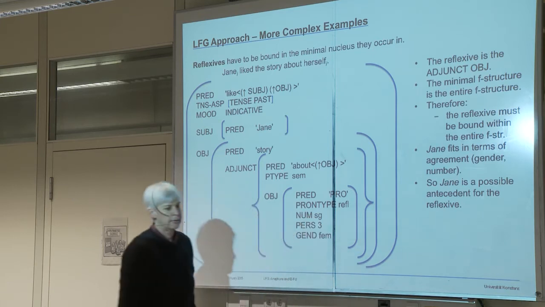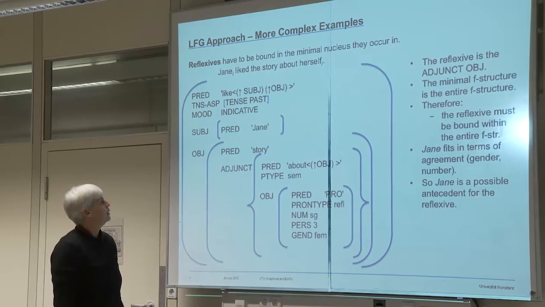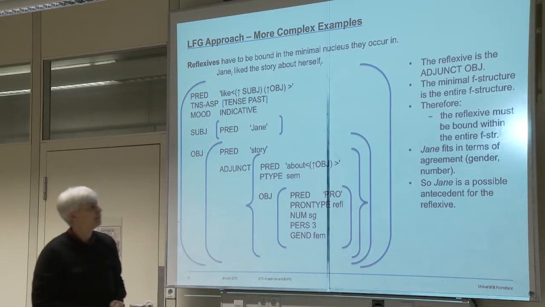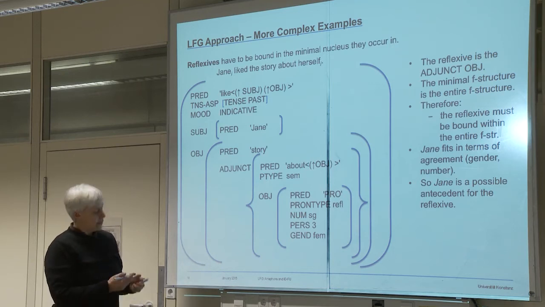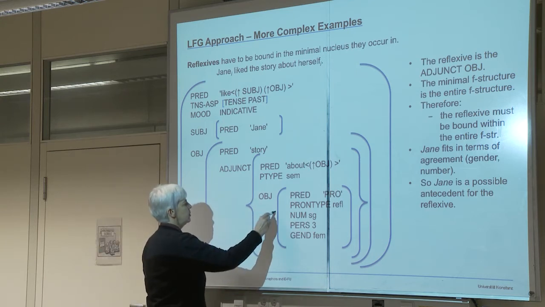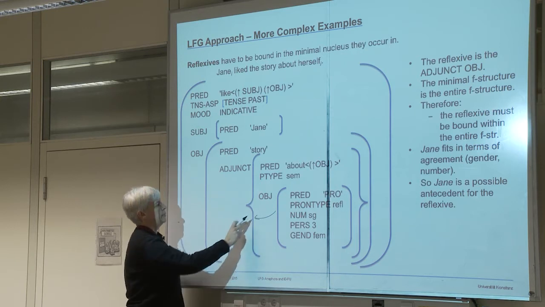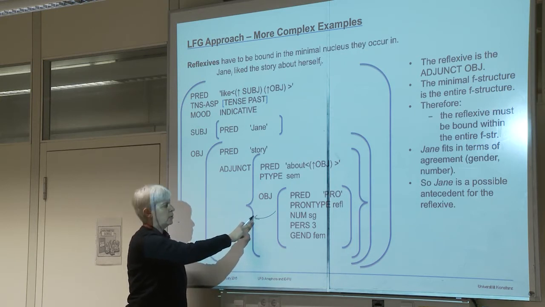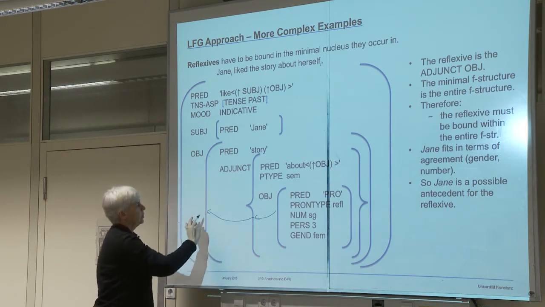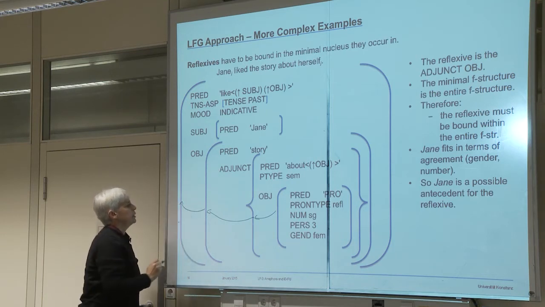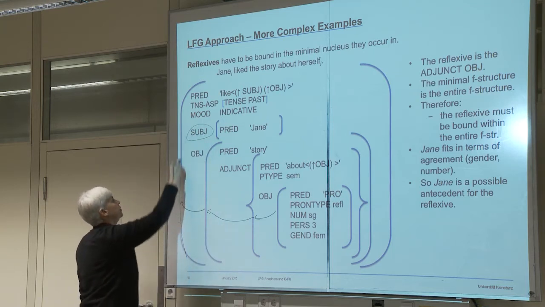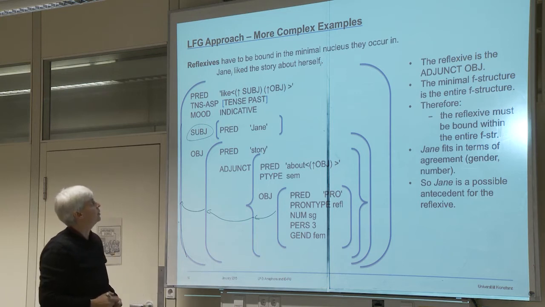Now let's try the reflexive. Same F structure, except that this is a reflexive pronoun. Reflexives have to be bound in the minimal nucleus they occur in. What's the minimal nucleus? An F structure which contains a subject. We look up. Does this F structure contain a subject? No. So we need to go to the next one. Does this one contain a subject? No. Does this one contain a subject? Yes. So this is the minimal nucleus in which it needs to be bound.